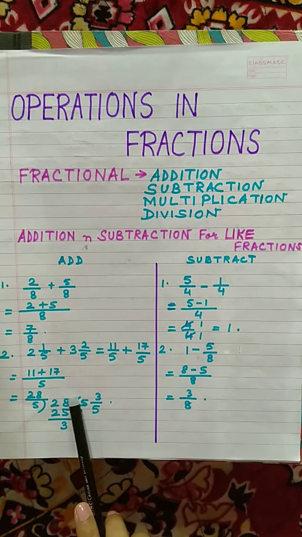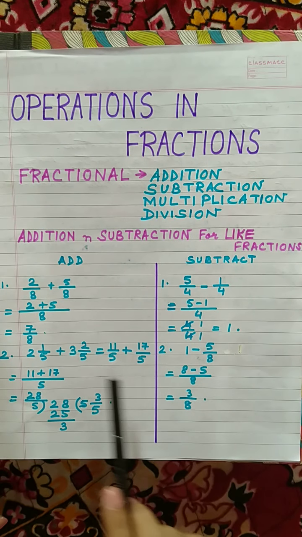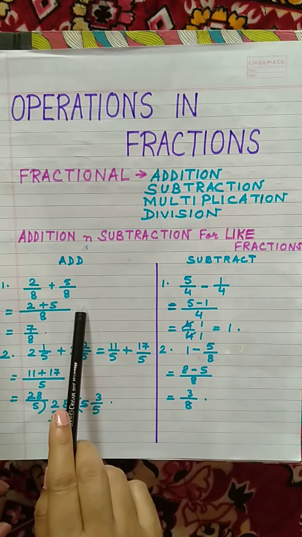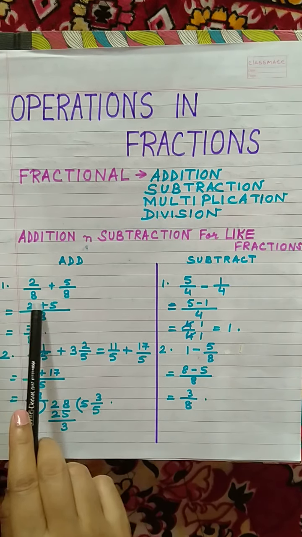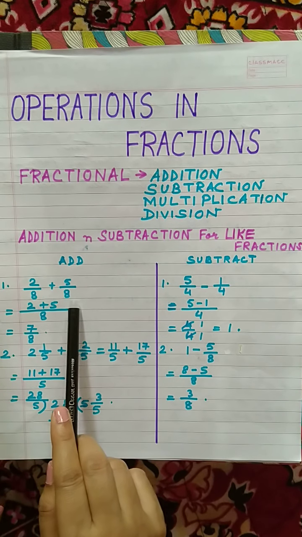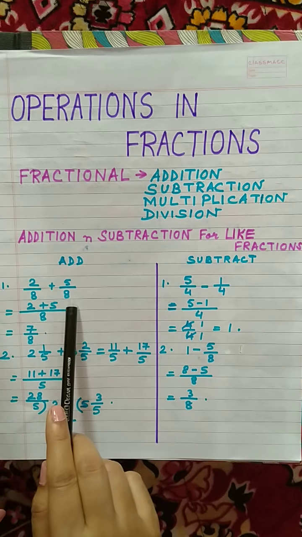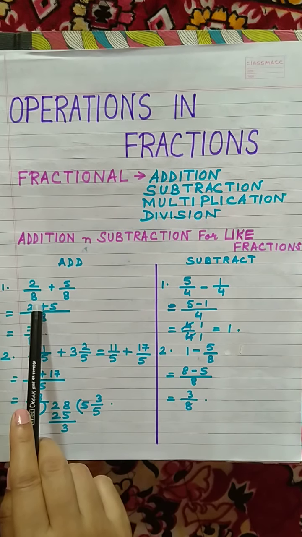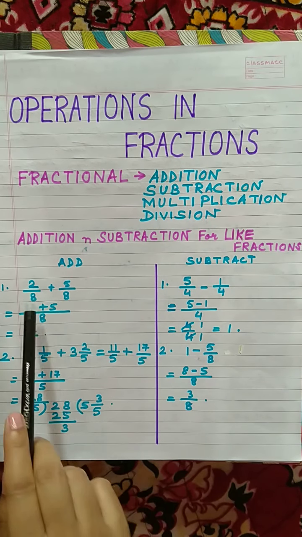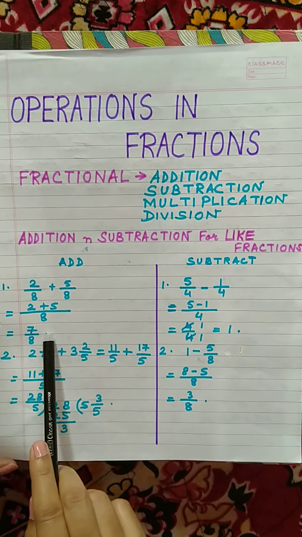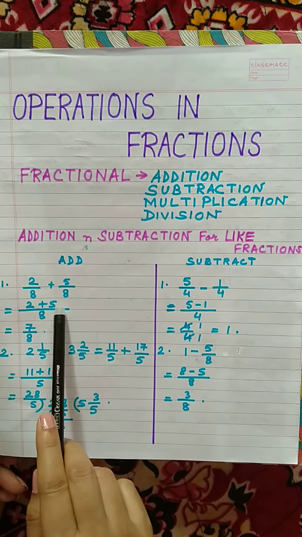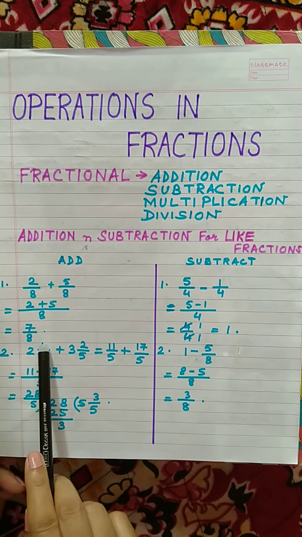Here we have sums on like fractions. So let us see how do we add like fractions. Like fraction, as you know, is having the same denominator. So here we take the denominator as the common denominator. 2 by 8 plus 5 by 8. We take 8 as the common denominator and add the numerators, which is 2 plus 5. We get 7 by 8.